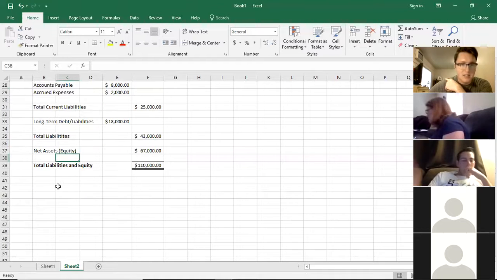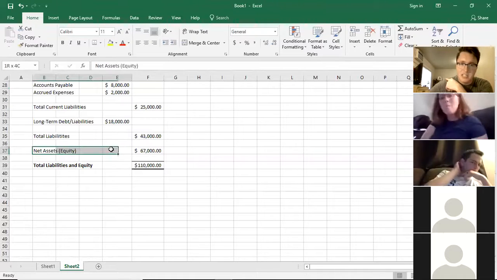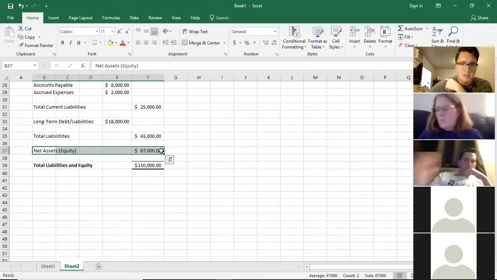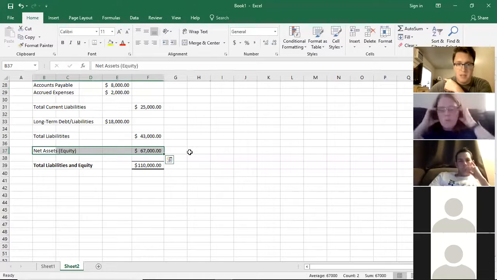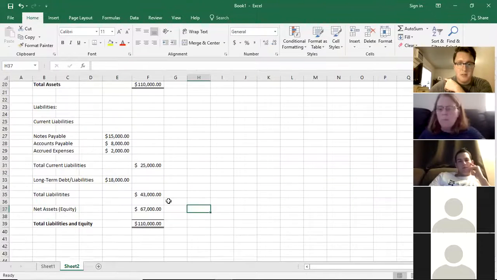Yeah, I think in this class, on the test and everything, you'll just see it like this, just the one line item, net assets, equity. But yeah, those are things you'll generally find.